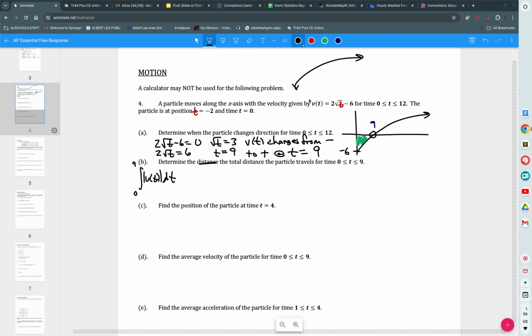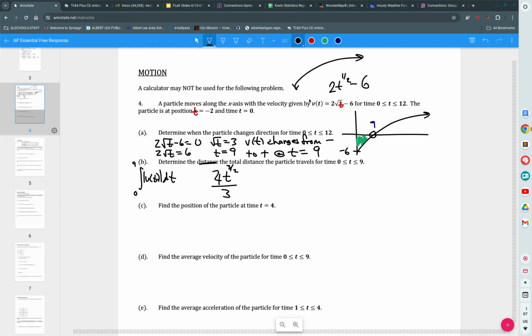Why are we taking the antiderivative? Because we're doing the area, right? Anytime we do an integral, we've got to do an antiderivative. So this is 2t to the 1/2 minus 6. What is the antiderivative of 2t to the 1/2? 2t to the 3/2 divided by 3/2, or multiplied by 2/3, so I get 4/3.